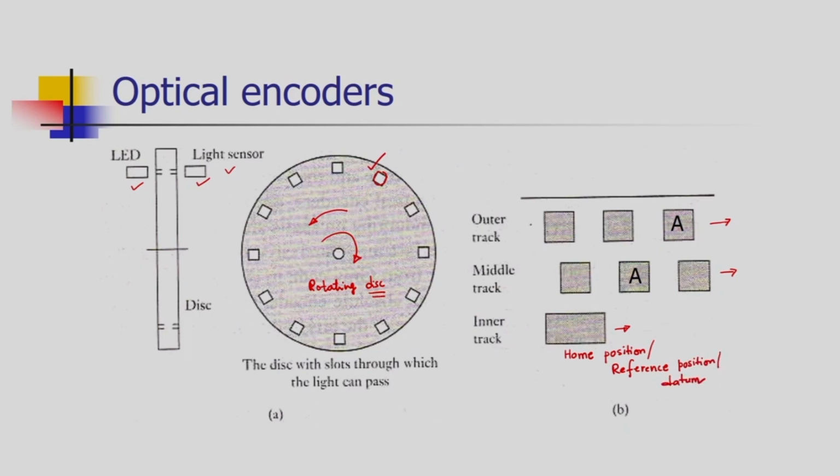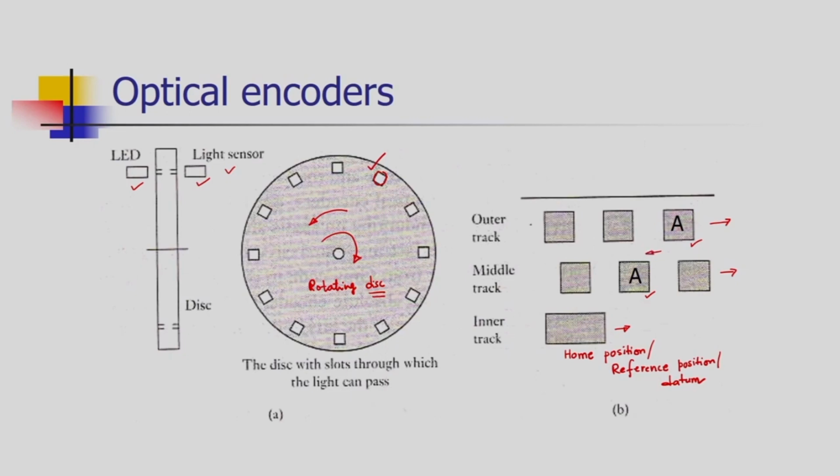The outer track has a number of holes and the middle track also has an equal number of holes, but here you can notice there is a change in the arrangement of holes in the middle track. Now let us consider a hole A at the outer track. The corresponding hole A on the middle track has an offset, and that offset is about 1.5 times its width. So here you can see this hole A has been offset in the left direction.